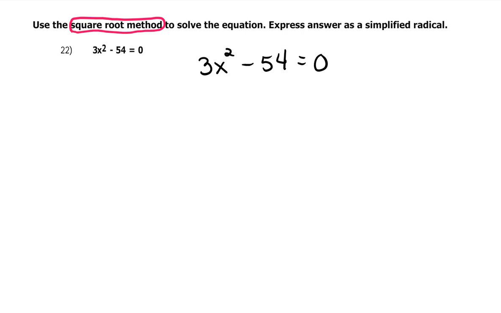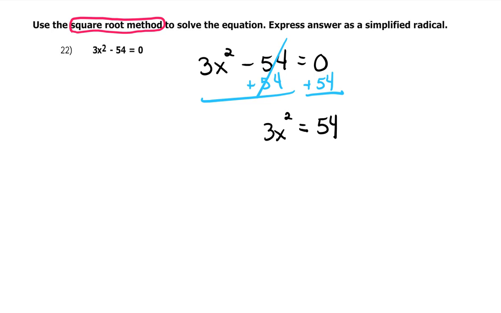So I'm going to have to get rid of this minus 54 by adding 54 to cancel it out. Boom. But what you do to one side of an equation, you got to do to the other. So I'm left with 3x squared equals 0 plus 54, which is 54.